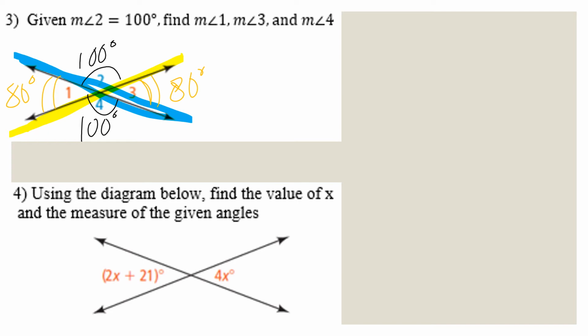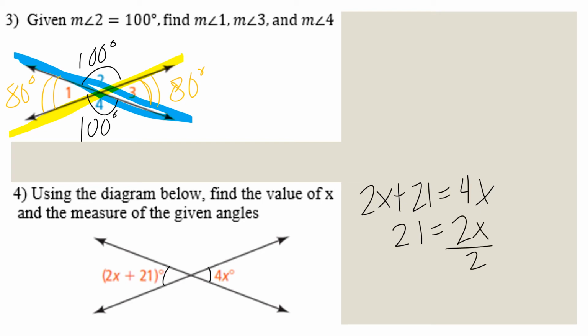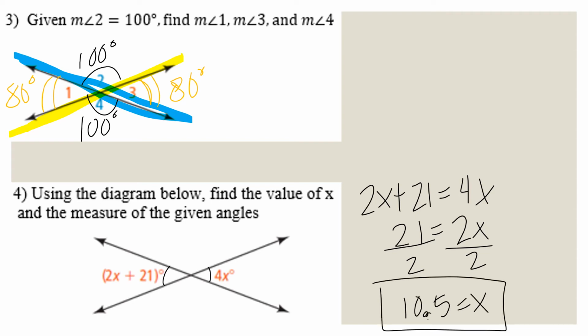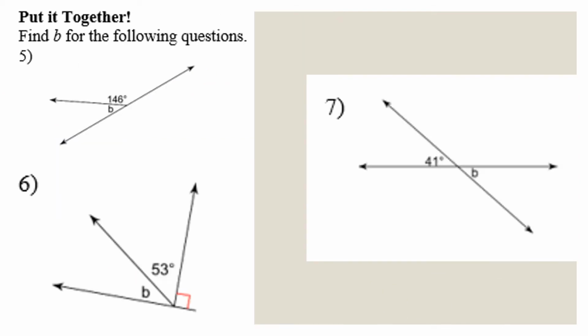Now number 4 is a little different. We know that these are vertical angles, so they are congruent, which means they equal each other. So then we can do some solving. If we subtract, we get 2x. In geometry, you are going to get decimals sometimes, so do not be afraid if you do. The value of x for this is 10.5. Put it together. At this point, go ahead and pause the video and try these.